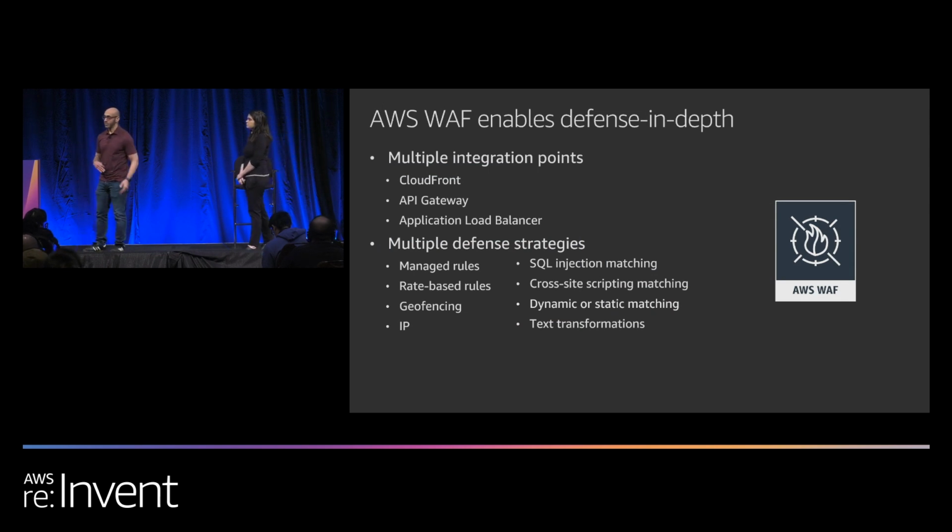So as we've talked about, defense in depth is thinking about the platform that you're building on, how you're protecting yourself within your code, and then how you can protect yourself around your code, and around your architecture. And so we've got multiple integration points with our web application firewall. As Marisa was saying, you can apply a firewall policy with your CloudFront distribution, your API gateway, or your application load balancer. And you can also use multiple strategies.